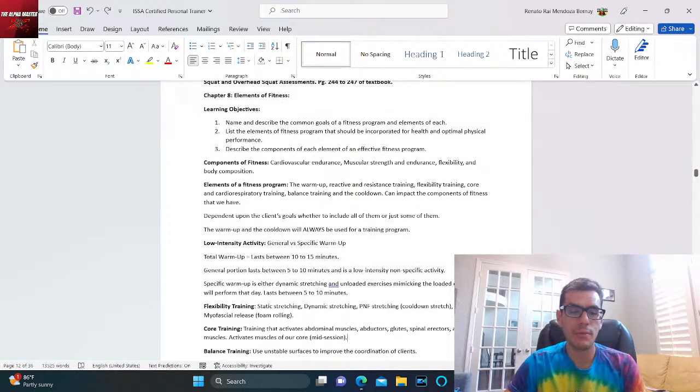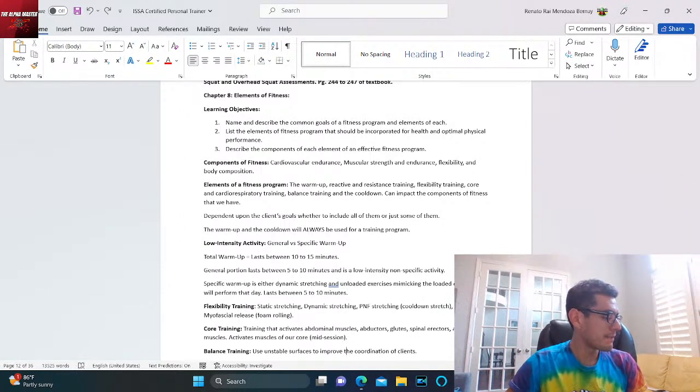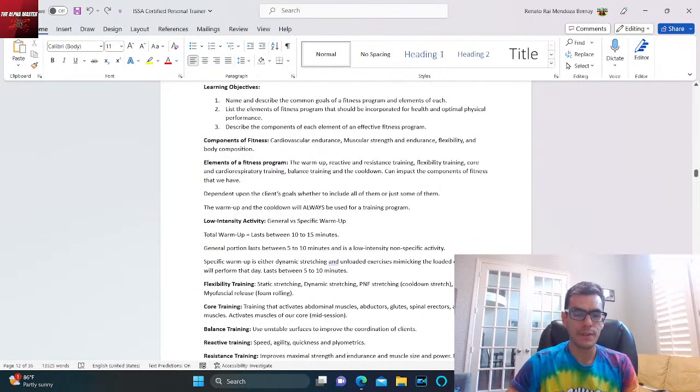Balance training is the ability of the body to remain upright and steady. It uses unstable surfaces to improve the client's coordination.